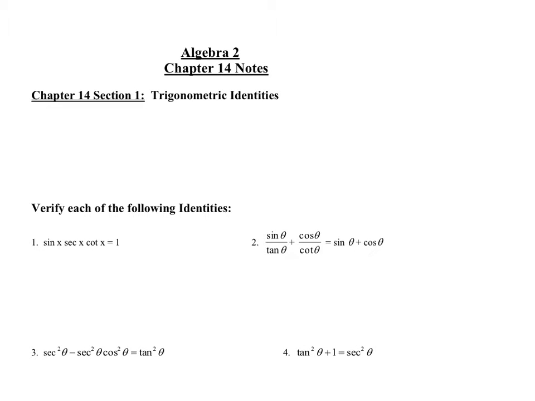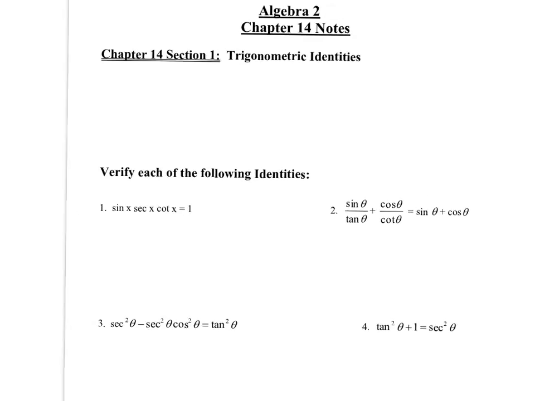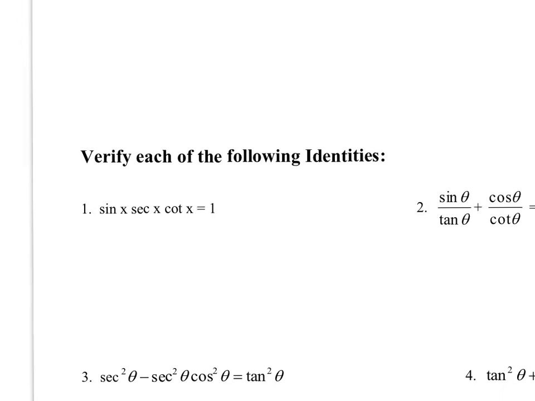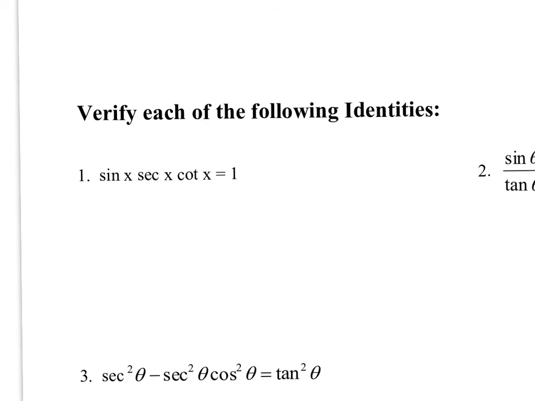This section deals with proving trigonometric identities. So when you do this, you have your trig identity sheet that we'll pass out in class. So to verify each of the following identities, what I do is I start with the side that's messier.